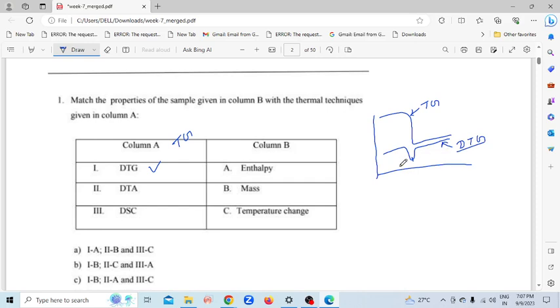Understood? So this axis will remain the same, suppose it is temperature, but for TG the other axis will be mass loss, and for DTG it will be the rate of change. It shows at which temperature the degradation will be highest. Okay, so like that you can go.